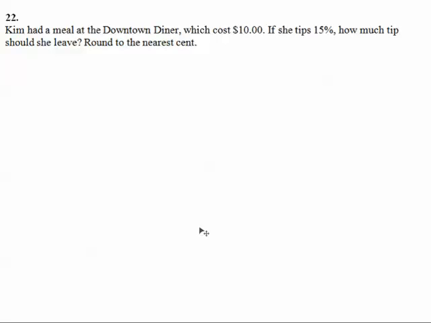How about Kim had a meal at a downtown diner which cost $10. She tipped 15%. How much of a tip would she leave? Well, $10 times 15%, but I can't multiply by percentage, so I have to move my decimal back and multiply 10 times 0.15. I think we will find out that $1.50 is the tip.